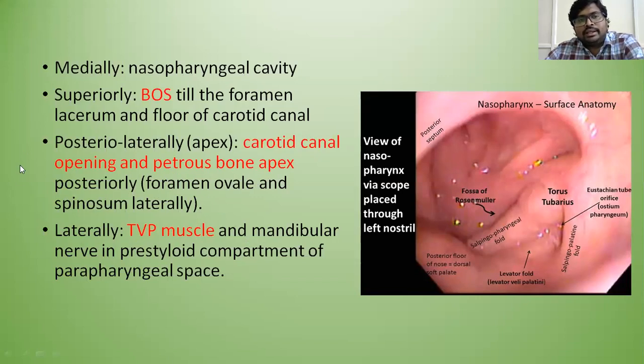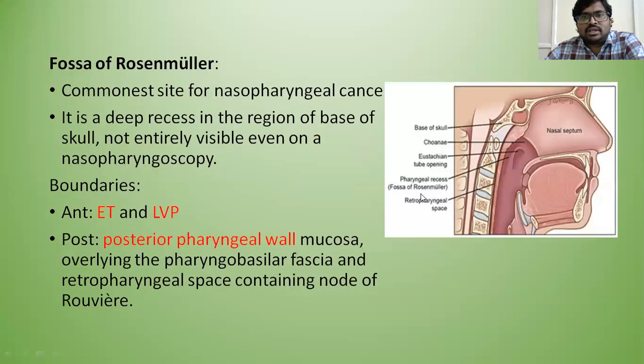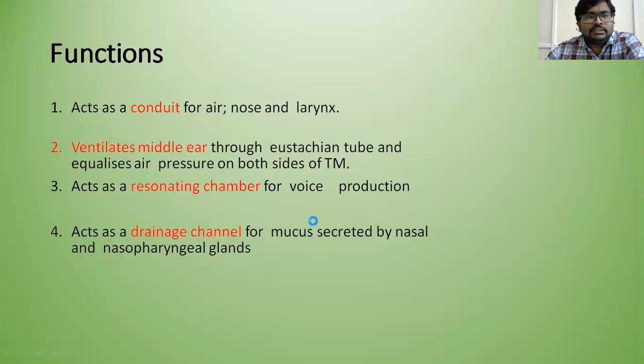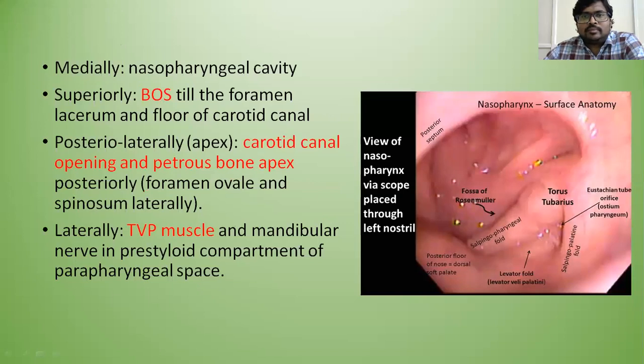I know you are getting confused between this posterolateral boundary and lateral boundary. For that you have to read about the base of the skull anatomy. Then you'll be able to understand more easily. Any more doubts? Fossa of Rosenmuller is a definite 4 marks question for you.